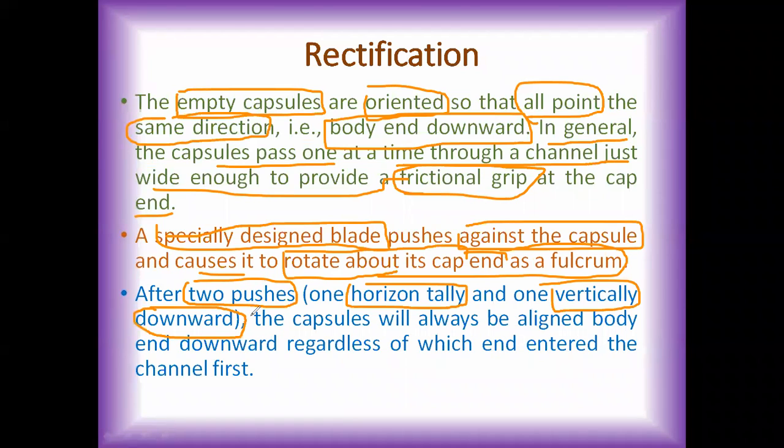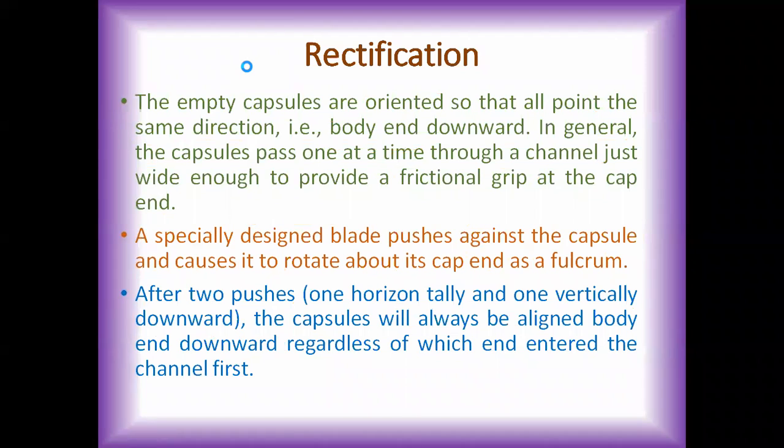Now, when the capsules are subjected to these two punches, they will always be aligned in such a way that the body end is downward, regardless of whether the cap goes through the channel first or the body goes through the channel first. So this is the first step, rectification, at the end of which all the capsules will be in the same direction, with the body part downwards.